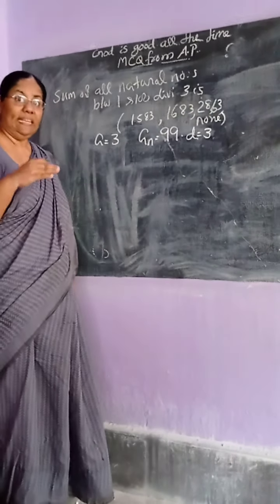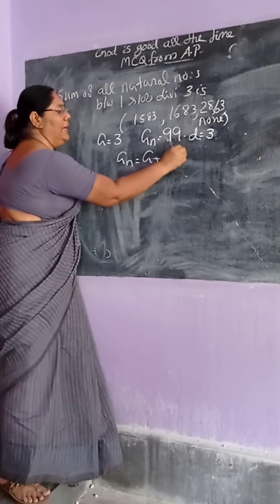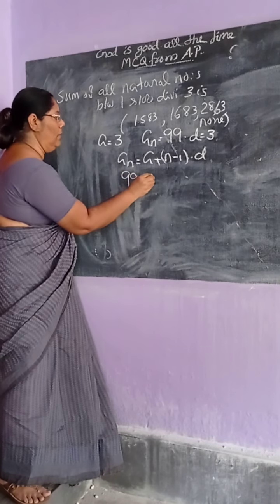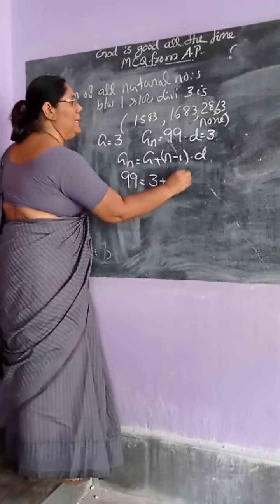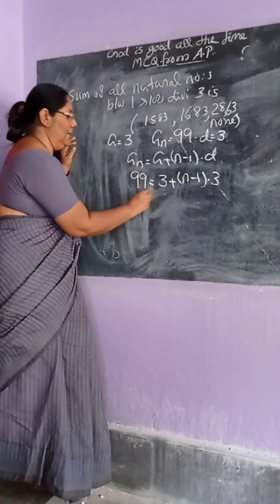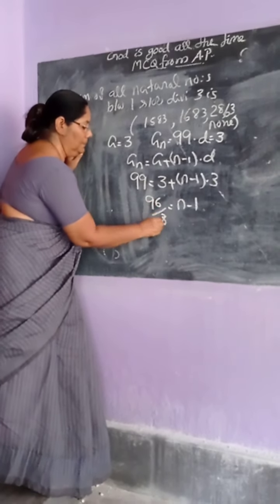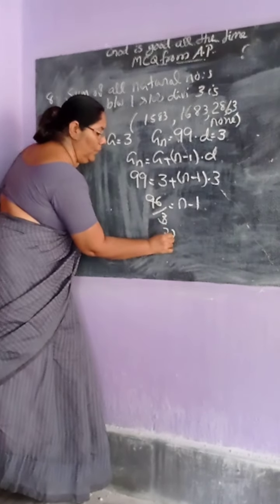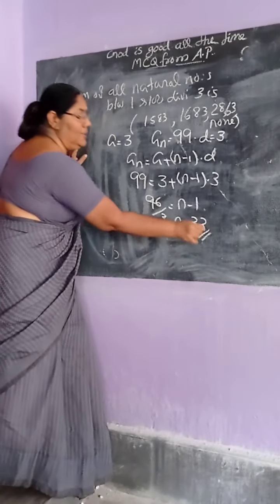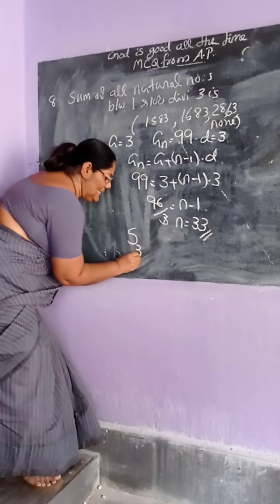Now we have to find n. Therefore, an is equal to a plus n minus 1 into d. an means 99 equal to 3 plus n minus 1 into 3. Okay. Then 99 minus 3 is 96, by 3 equal to n minus 1. 32 equal to n minus 1, which means n is equal to 33. Isn't it? Therefore, the question is S33.